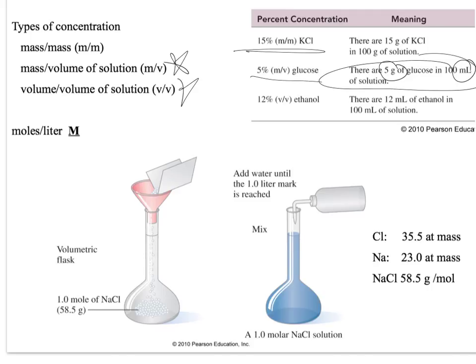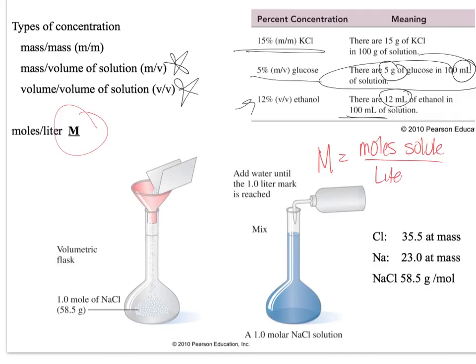And then we can also do volume. If your solute and your solvent are both liquids, this is what we commonly do. And a 12% ethanol solution, typically wouldn't give this to your patient, but it would have 12 mL of ethanol in a 100 ml solution. So several different units of concentration. The most common, however, in the chemistry lab is molarity. Molarity is moles of solute per liter, that's a volume, of solution.